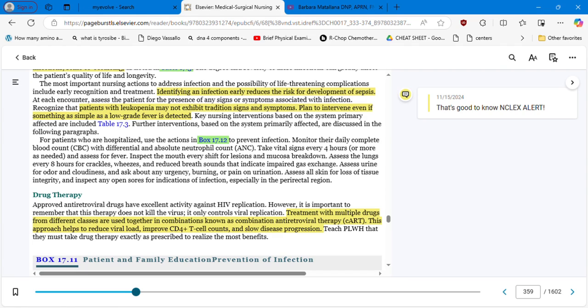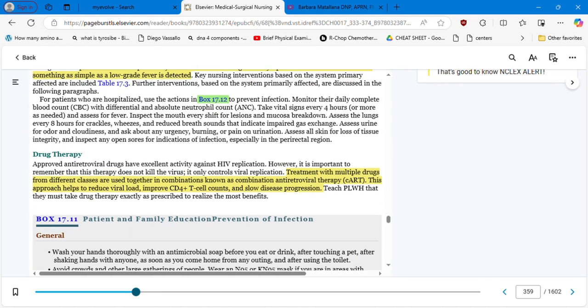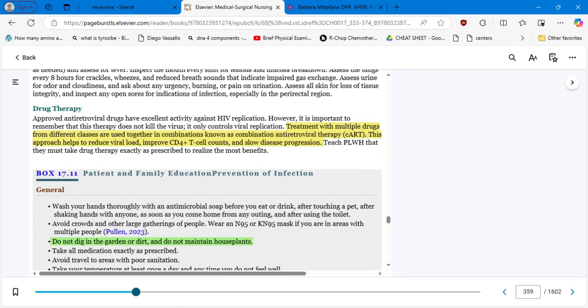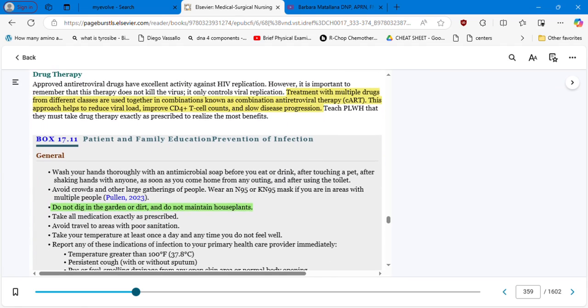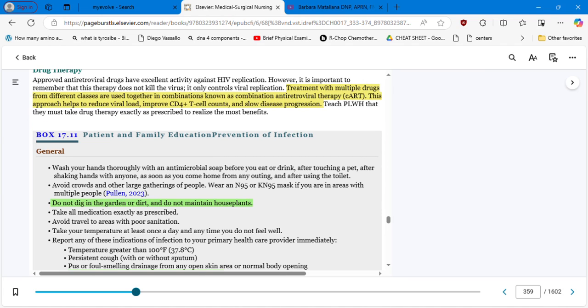Yeah, with patients with HIV, we have to really exaggerate our care with them, right? We have to prevent. Drug therapy: treatment with multiple drugs from different classes used together in combination is known as combination antiretroviral therapy. I spoke about this before. CART, combination antiretroviral therapy, CART. This approach helps to reduce the viral load, improve CD4 T cell counts, and slow the disease progression. Notice that we didn't say heal the condition. There's no cure for HIV, right?